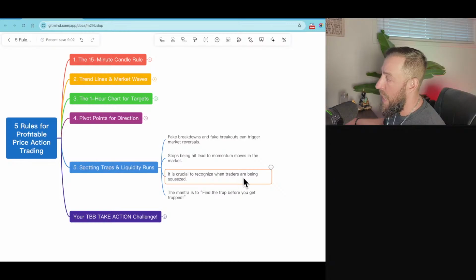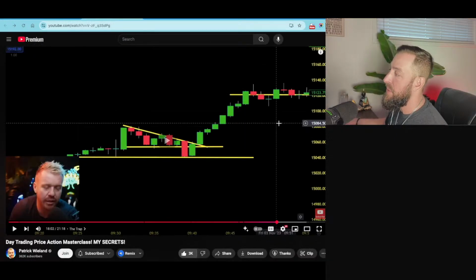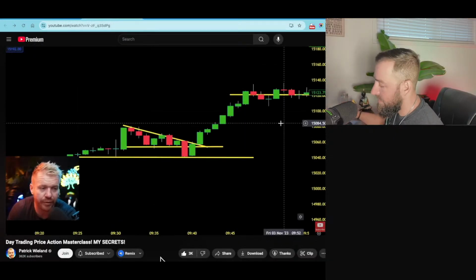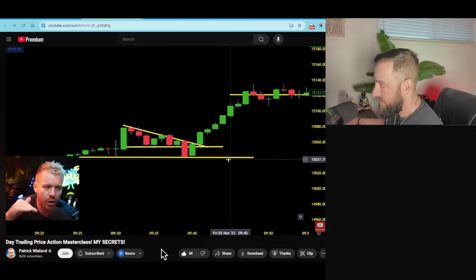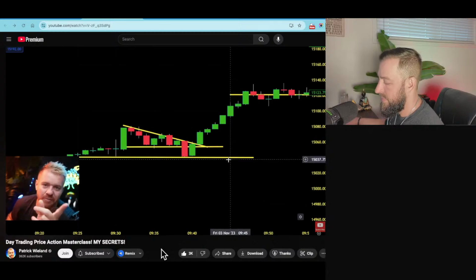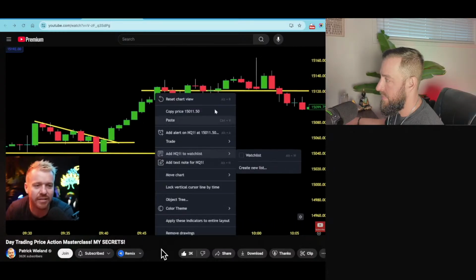It is crucial to recognize when traders are getting squeezed. What does squeezed mean? Trapped. The mantra is find the trap before you get trapped. So find the trap. If you can see the trap before you enter a trade, look for a liquidity run. Look for something to happen before you enter a trade. We're looking for either the market to trick one side or the other, the bulls or the bears. I don't care who the market's tricking. I just want to be able to be like, hey, look at that. That was the trap. I saw the trap. I'm getting in now that I see the trap.